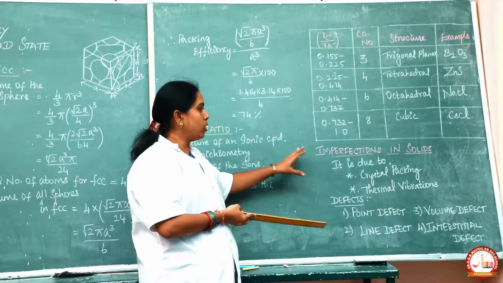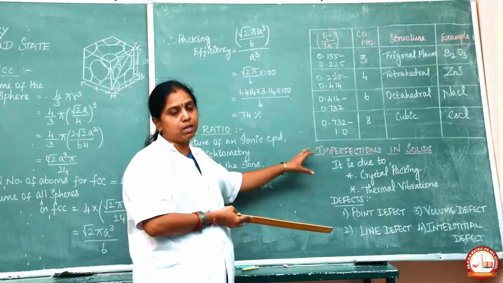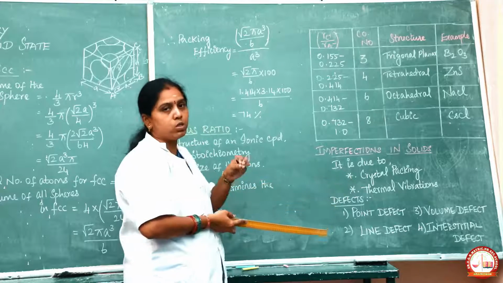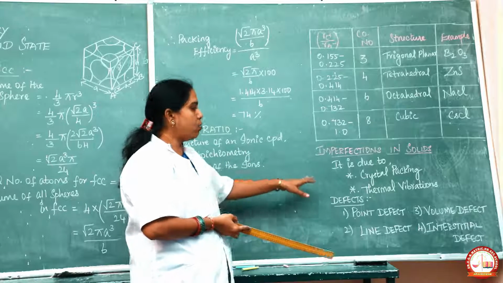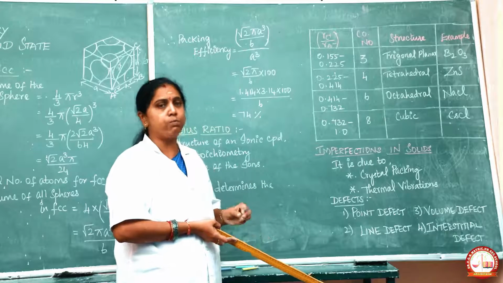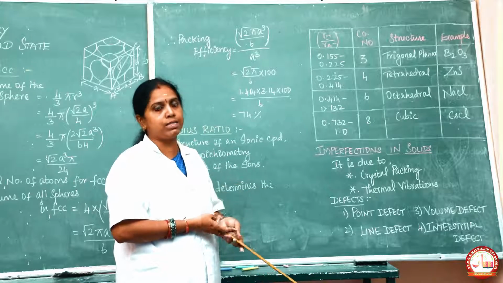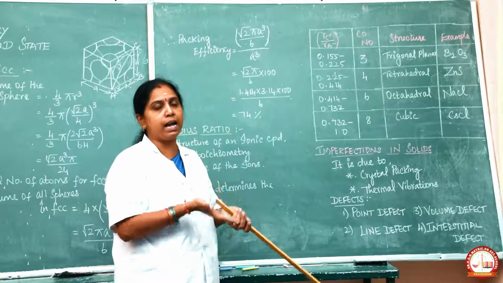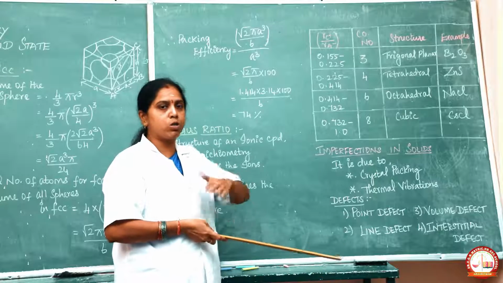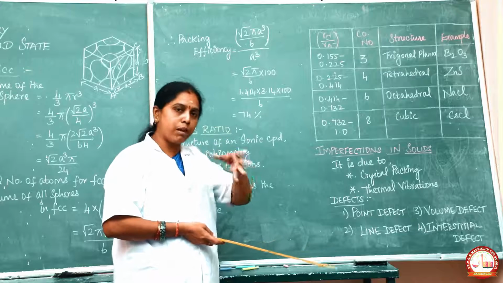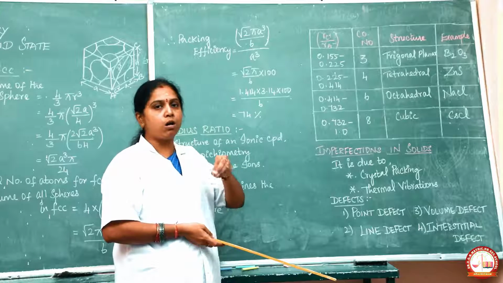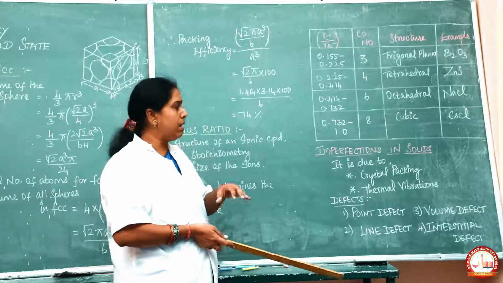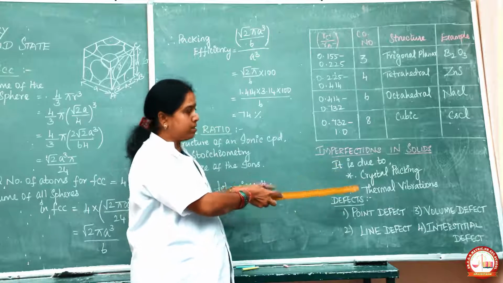The imperfections or defects in crystals or solids can be due to two reasons. One is crystal packing and the other is thermal vibrations, because when you heat the crystal, the constituents present at the lattice points undergo vibrations, and because of the vibrations some ions can be missed from the lattice points or dislocate from their lattice points. Because of that, defects can arise in the crystals.